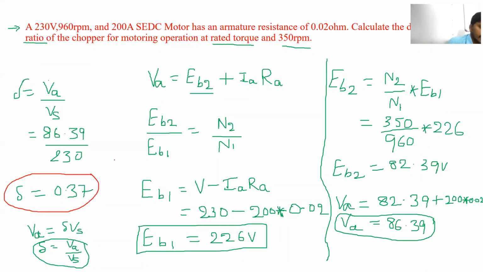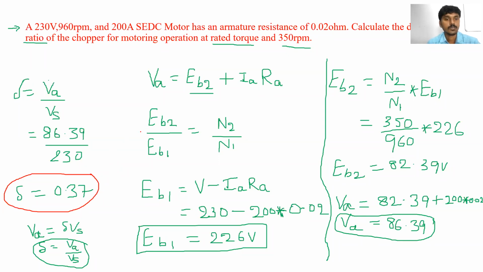For finding the duty ratio, we know the formula VA by VS. We have to think about which formula to use because we have a number of formulas. Please remember, in electrical machines and electrical drive subjects, we have to use the formulas based on the given data, because there are many formulas for finding duty cycle, armature voltage, back EMF. Otherwise it is very difficult to solve the numericals.